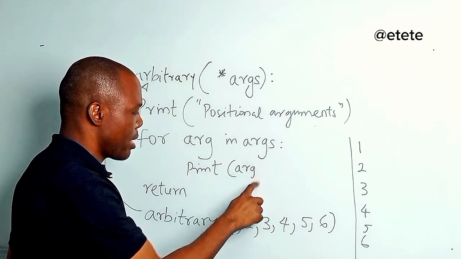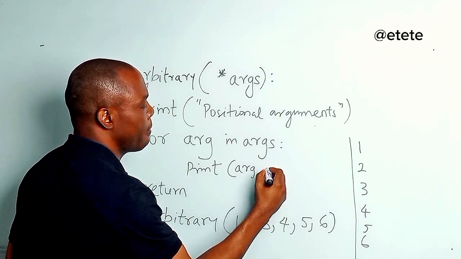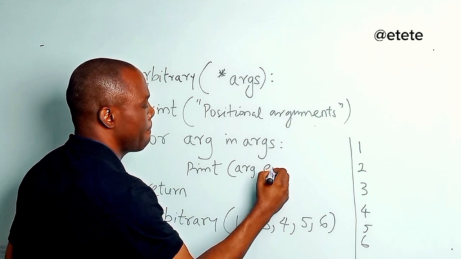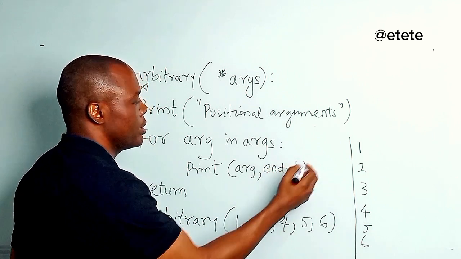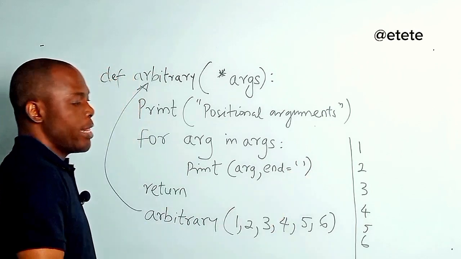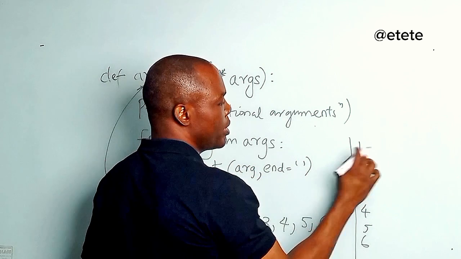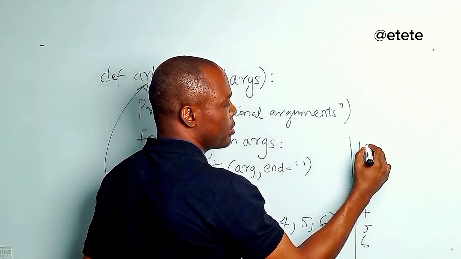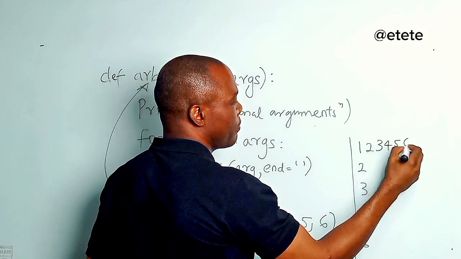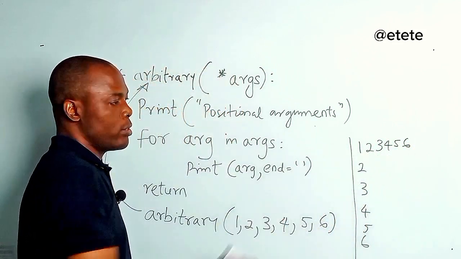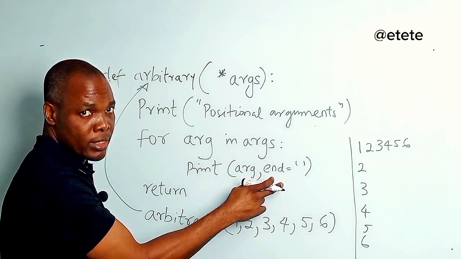I will come here and supply another parameter. I will say n equals this. Then I will cover this. Now, when I do this, the way this function is going to print out, my output will be in this form: 1, 2, 3, 4, 5, 6. That is how it's going to print out. It's not going to print out vertically like this. It's going to print out horizontally if I do this.